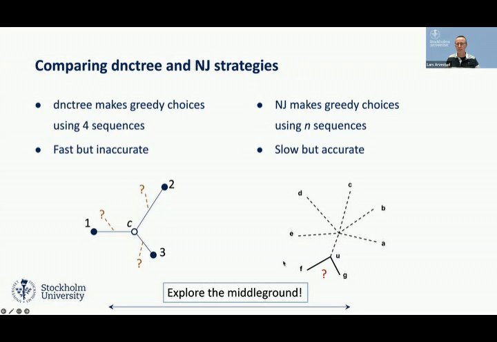And compare that with neighbor joining, where in every step you're using the information from all the sequences when choosing which pair of sequences to join. And I was thinking, there should be a middle ground. There should be a way of using more than 4 sequences here, but still not have as many sequences as neighbor joining.